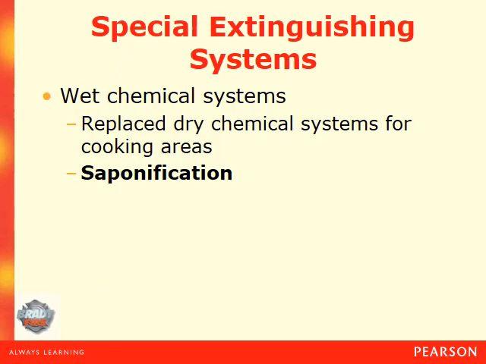Now let's look at our wet chemical systems. They replace dry chemical systems for the cooking area, the Class K fires, because the dry powder doesn't have a very good track record on those type systems. Essentially what it does is saponification, meaning the chemical that's mixed with the cooking oils basically turns it into a buttery gel substance that prevents it from igniting and staying on fire.